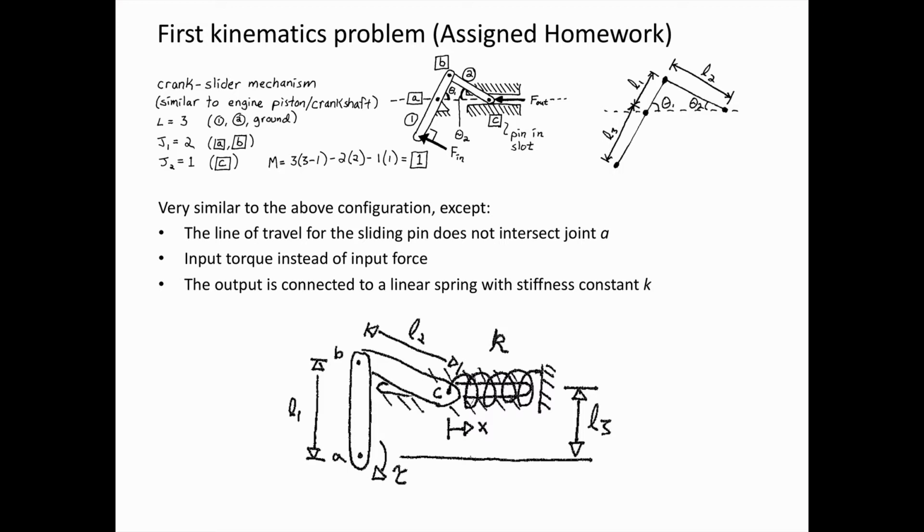The other big distinction that's going to make the geometric calculations a bit more tricky is that instead of joint A being right in line with the axis of the pin and slot motion, it's offset. There's this distance defined in the figure below, L3. It's non-zero, so that's going to make things a little bit more challenging. Okay, let's move on to example number 2.